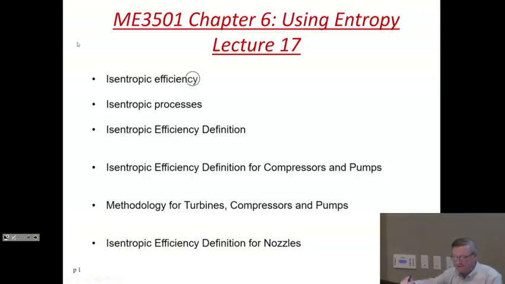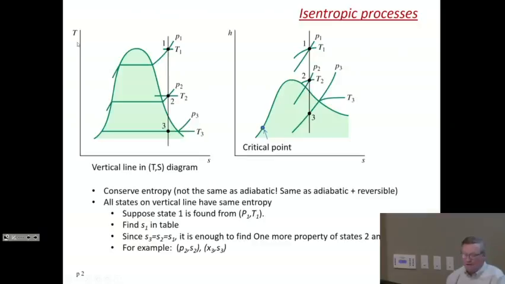Well, the way we do that is by a concept called isentropic efficiency. So the processes that we will describe first will be isentropic, and then we will define the efficiency, and we will show you how to apply that concept, compressors and pumps. We will give you a methodology, how to do it, and then we will define the same thing for nozzles and give you the methodology on how to do it in practical problems. So let's take a look at an isentropic process itself.